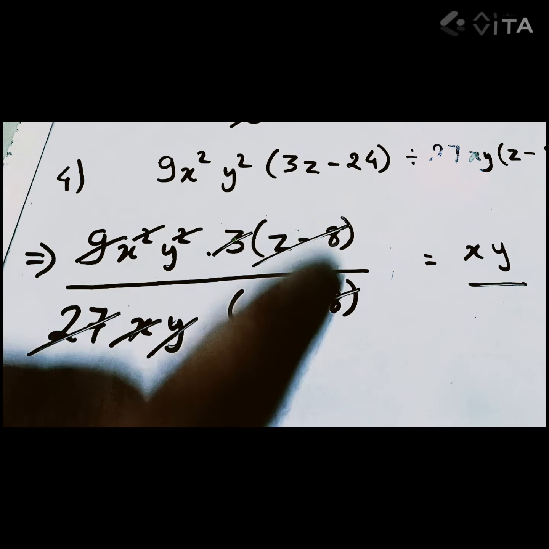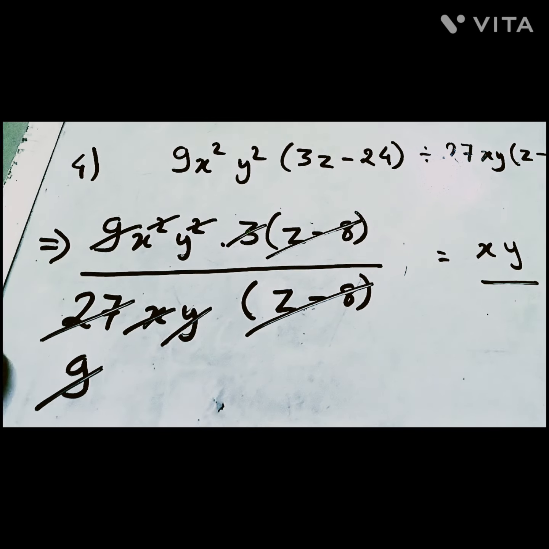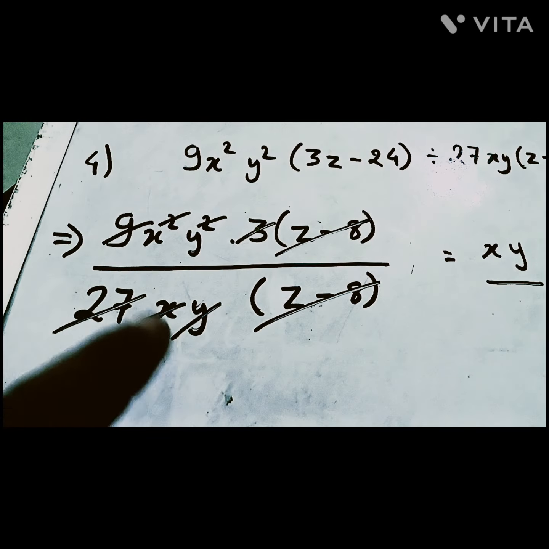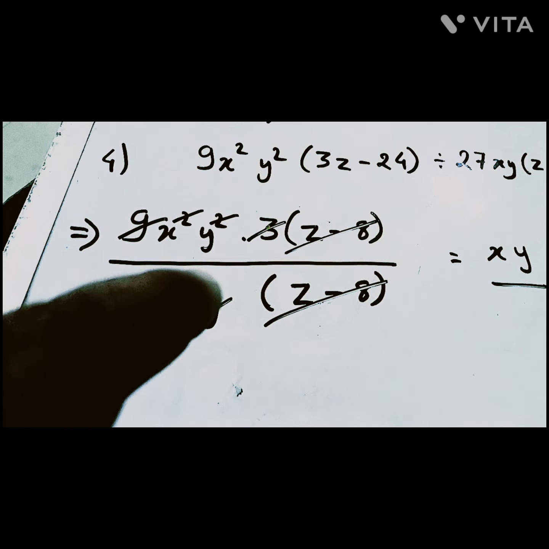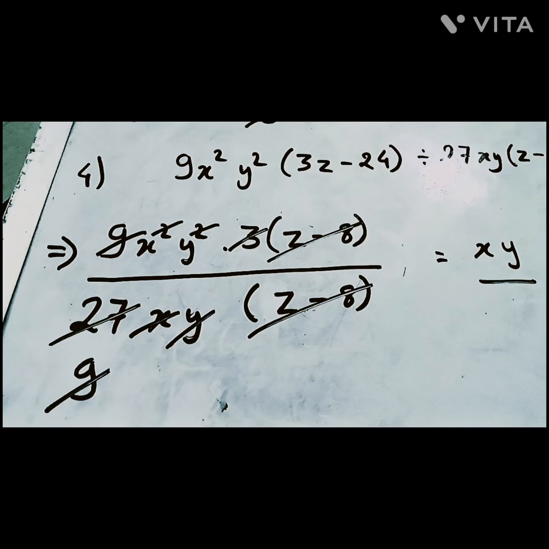Z − 8 and z − 8 are cut, 3 times 9 is 27, 9 and 9 cut, x in the square is x and the square cut, y and the square cut. So what we are remaining is xy, that is the answer.